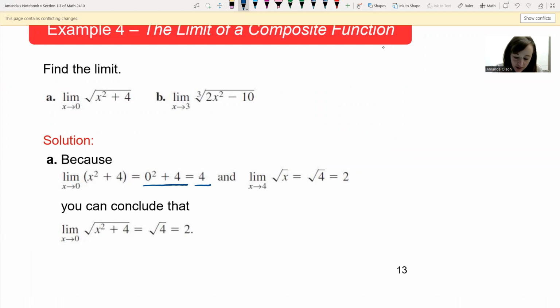And so then finding the square root of, in this case, this is like my f of x. We found that as x approaches 0, the limit of this f of x is equal to 4. So then we can conclude that the limit as x approaches 0 of the square root of x squared plus 4, you can just substitute. Essentially, you're just substituting 0 in recursively.